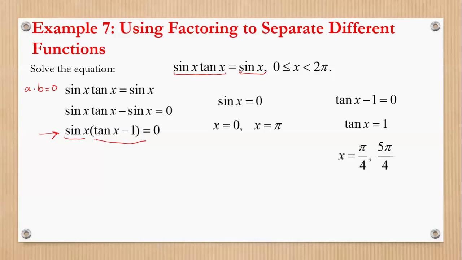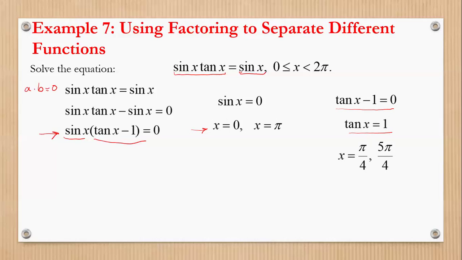If sine x is equal to 0, the solutions are 0 and pi, because the angles whose sine is 0 are 0 and pi. And if we set the parenthesis equal to 0, tangent x minus 1 equals 0, and we isolate the tangent by moving 1 to the right side, we get the angles pi over 4 and 5 pi over 4, because these two angles have a tangent of 1 if we look at the unit circle.